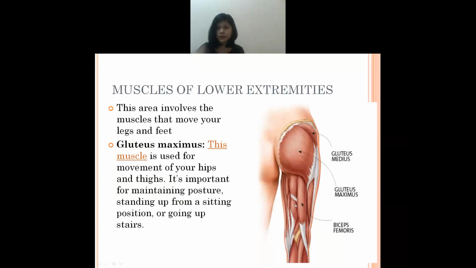Okay, do you understand about gluteus maximus, everyone? Yes, is it clear, everyone? Yes, ma'am. Okay.